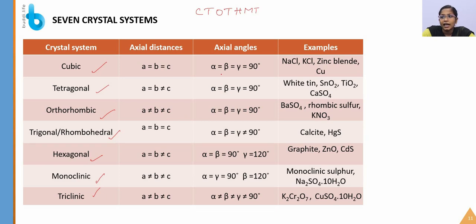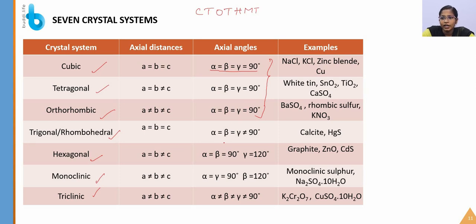And next is the axial angles. For the first 3 systems, the axial angles will be equal to 90 degrees. That is alpha equals beta equals gamma equals 90 degrees. So for the first 3 cases, this is the same. In all the 3 cases, alpha equals beta equals gamma equals 90 degrees. All the angles are 90 degrees.